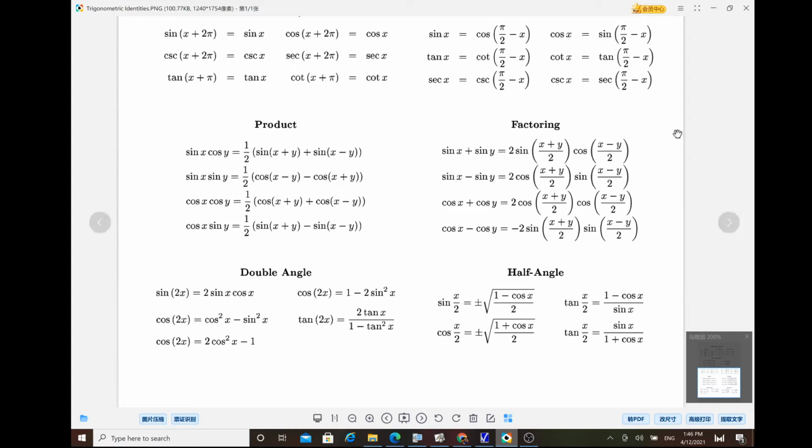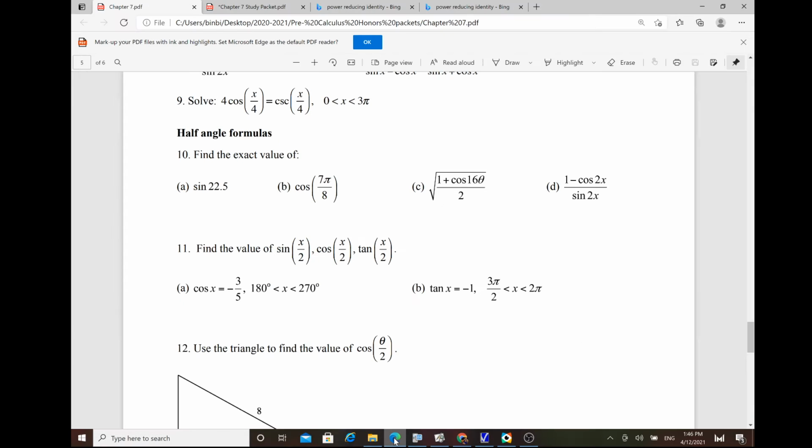And then for tangent of x over 2, we have (1 minus cosine of x) over sine of x, or the alternate form, sine of x over (1 plus cosine of x). Okay, so now we'll look at the following problem. Find the exact values of the following. Sine of 22.5 degrees.